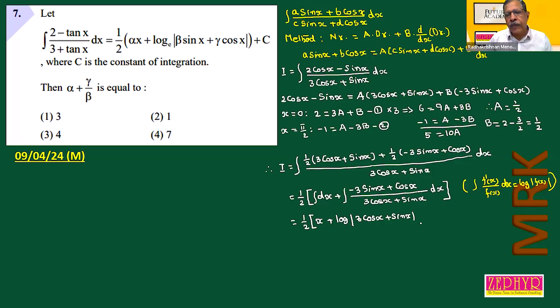Plus. Now it is given that this is equal to 1 by 2 into alpha x plus log to the base e, modulus, beta sin x plus gamma cos x.